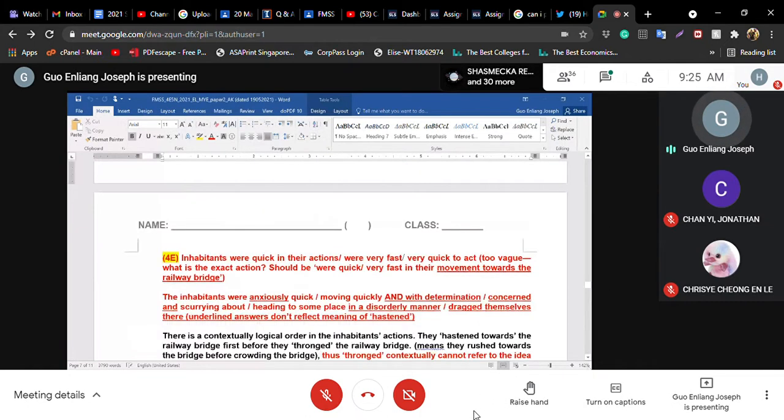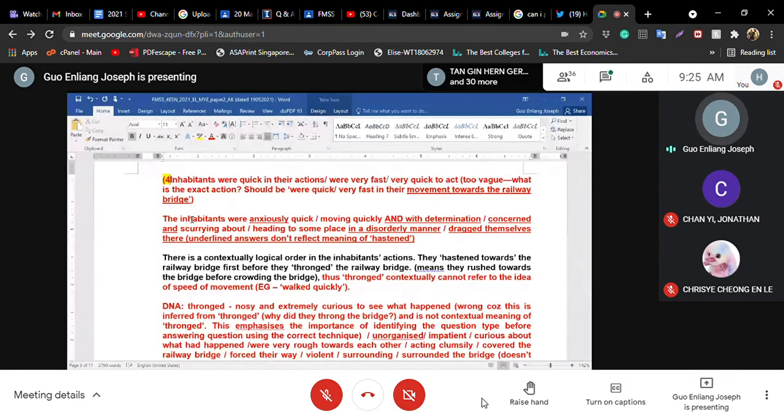So I want to let you see the popular wrong answers. Basically these are the popular wrong answers. "Were quick in their actions," "were very fast and very quick to act." All these are too broad, because we do not know what the exact action is, so this is actually wrong. The answer should be very quick in their movement towards the railway bridge.